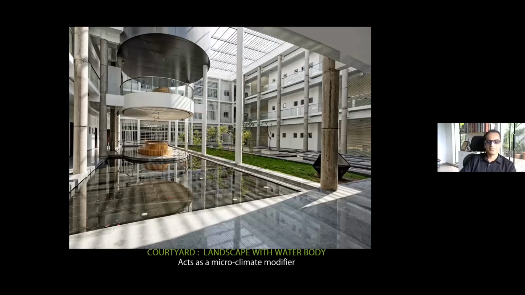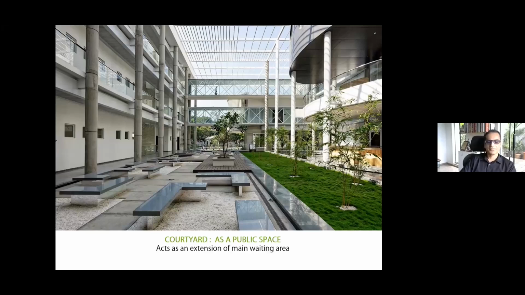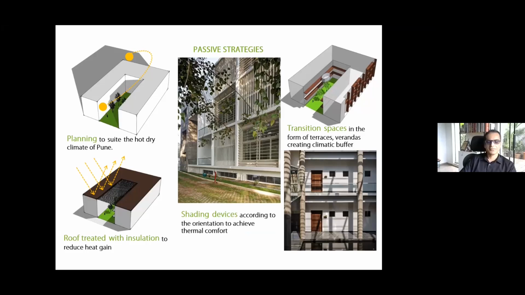Now, what were the passive strategies that we used in this building? The planning was done to suit the hot dry climate of Pune. Then the roof was treated with insulation. Then we used shading devices according to the orientation to achieve thermal comfort. Then transitional spaces were created in the form of terraces and verandas, which also create a climatic buffer. And of course, all eco-friendly materials. This building is actually 5-star rated by GRIHA as a green building. So we used all materials as green.